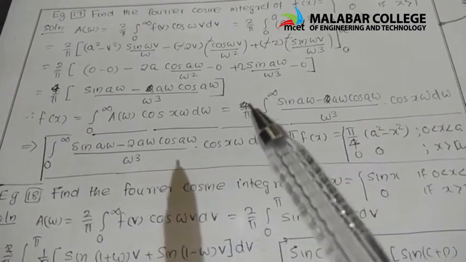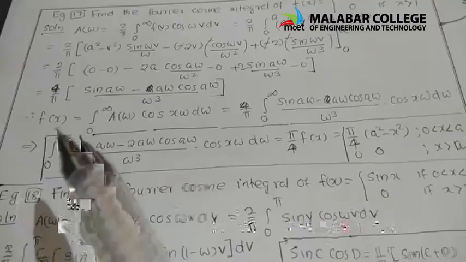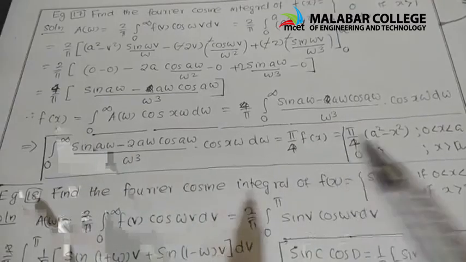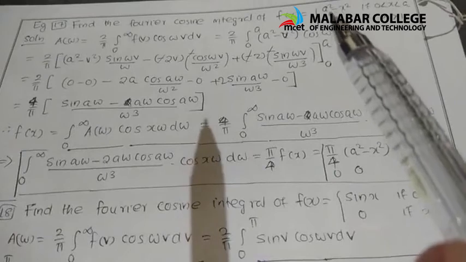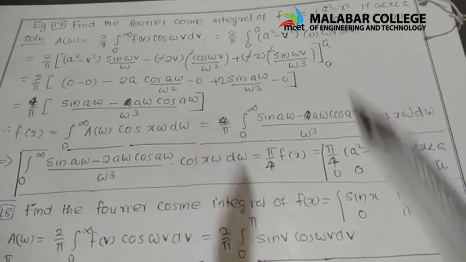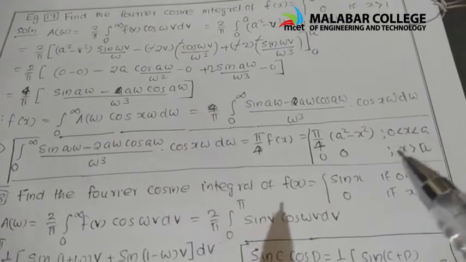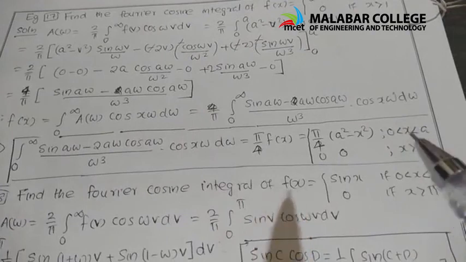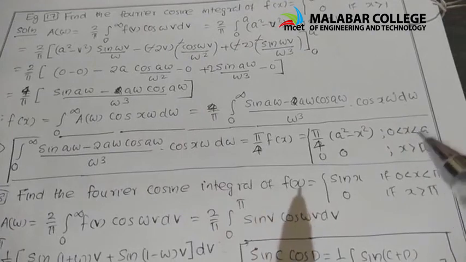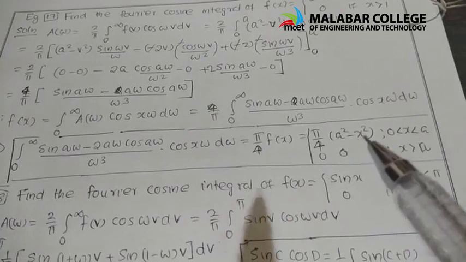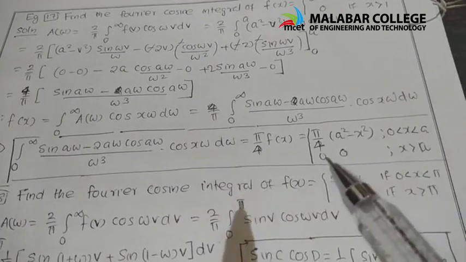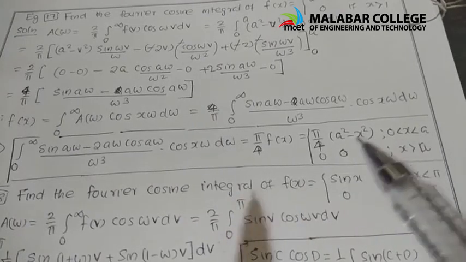And this 4/π, if we move it to the left side, becomes π/4 into f(x). And f(x) is taken as a² − x², in between 0 and a. Note that the last point is a here, and a² − a² is 0 here. Here also 0. So there is no point of discontinuity.